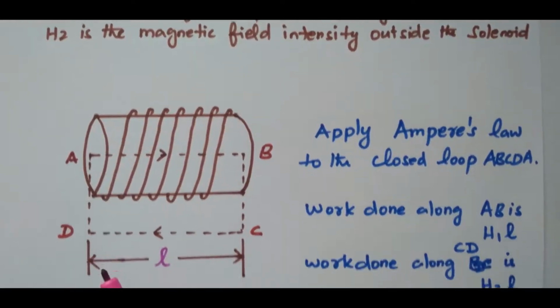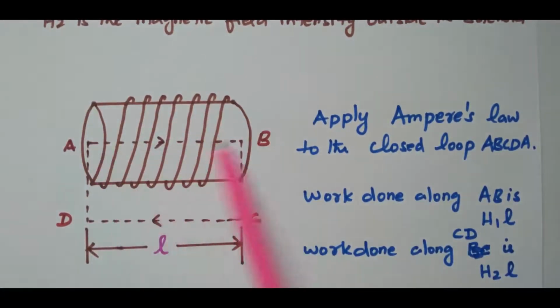So this is the solenoid. This is the iron rod over which the coils are wound. When the supply is given, it becomes an electromagnet. The length of the solenoid is L meters.